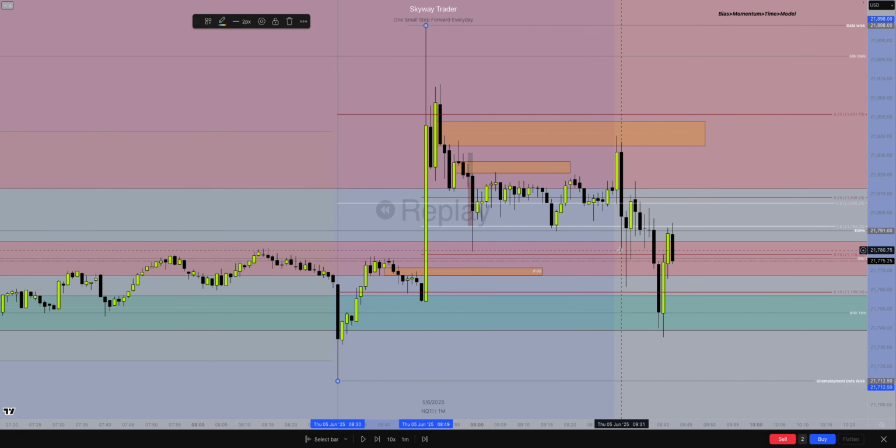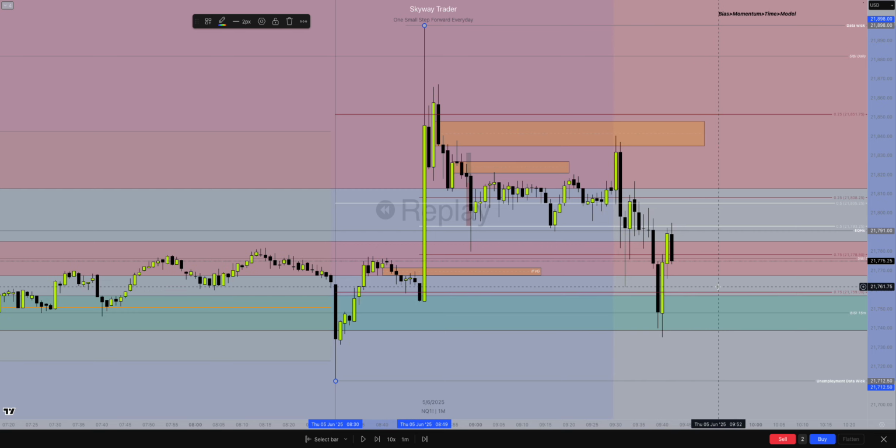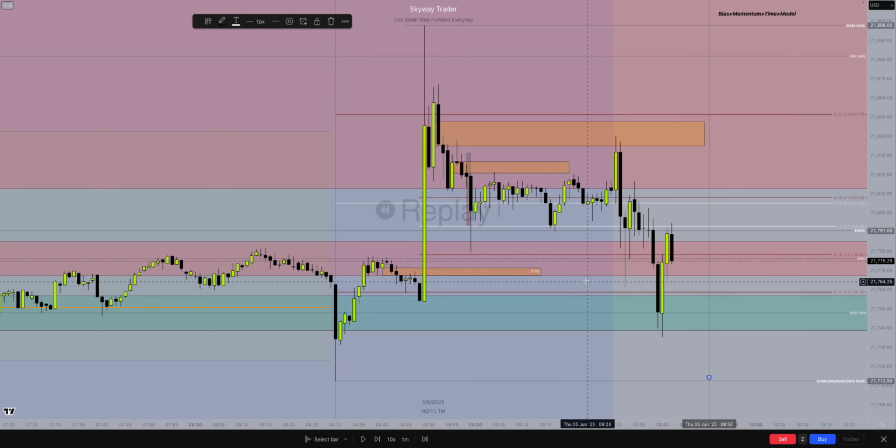And we're after open. Here's the macro time right here. So 9:50, let's mark that out. So if we're looking to get involved, my model is bias, momentum, time, model. Three of these need to be involved. I don't have bias, so that's that.